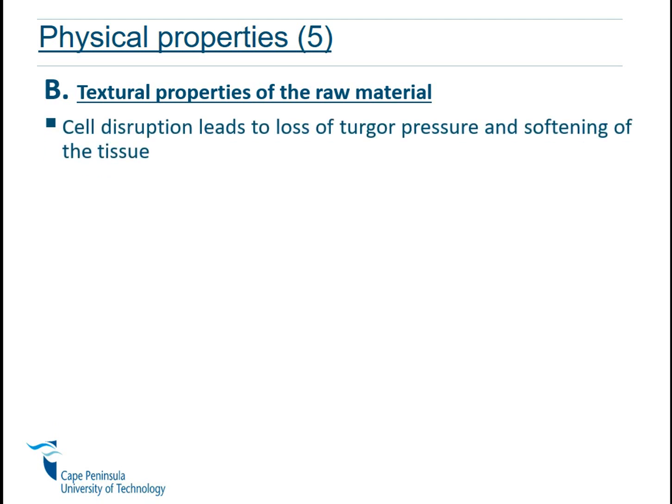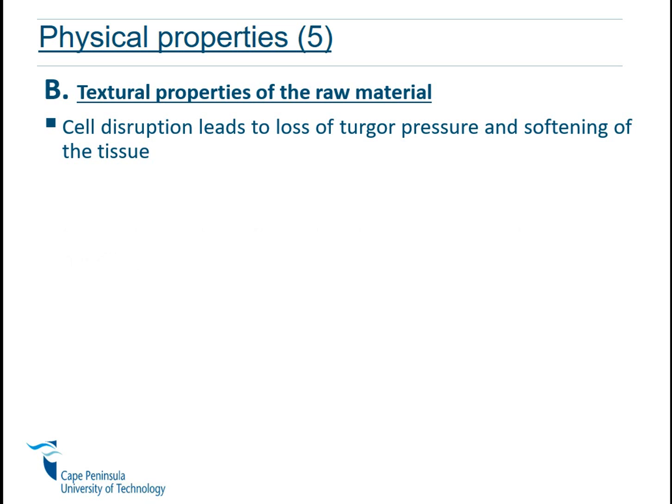We know that from the section that we've covered on fruits and vegetables, we've also mentioned things like loss of turgor. So cell disruption leads to loss of turgor pressure, and this will result in the softening of the tissues of your raw material. That's what you see when you are blanching pears, for example: they become mushy because the cell is now disrupted, you understand? So there is a loss of the turgor pressure.